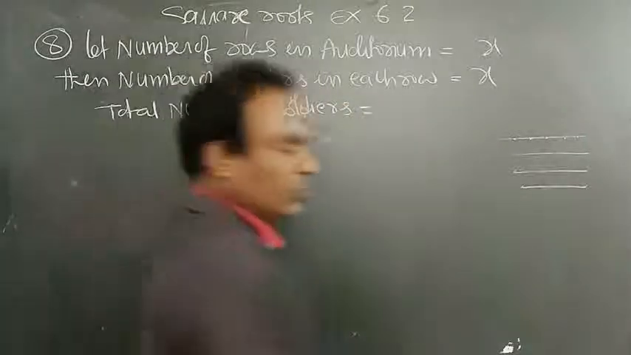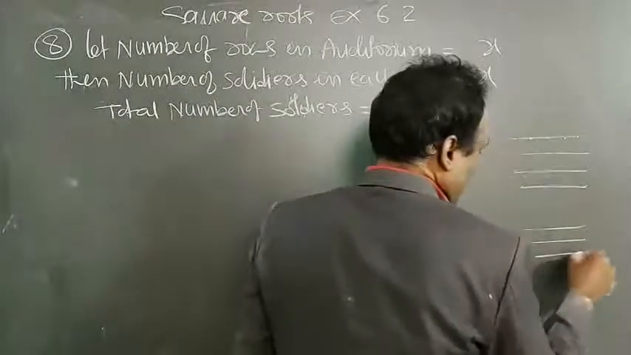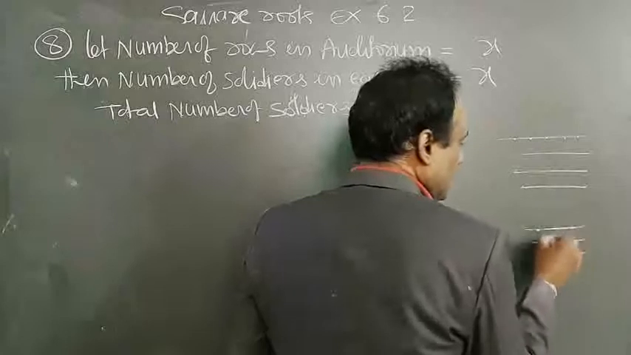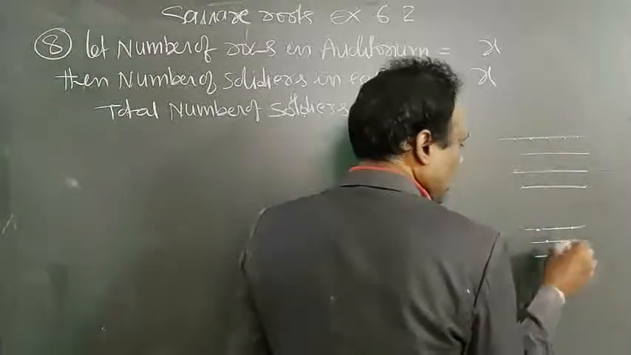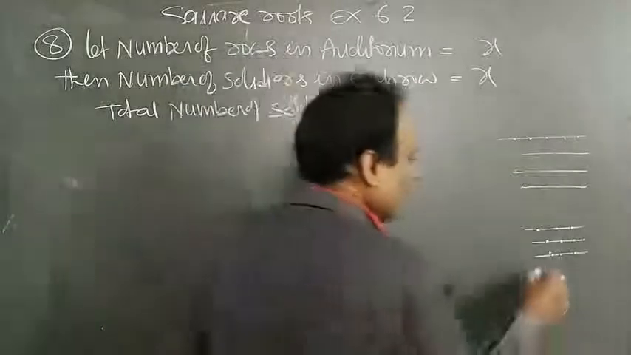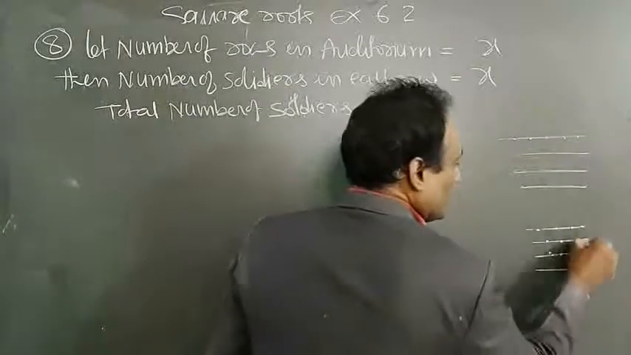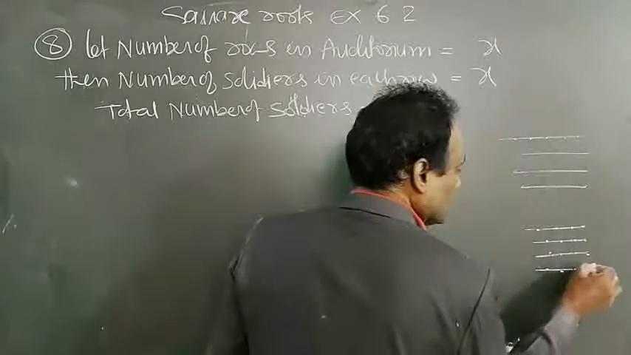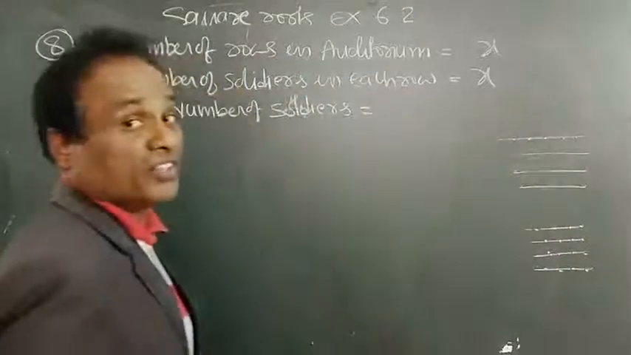See, for example, if there are 3 rows, each row has 3 soldiers. Then how many soldiers total? 3 into 3, 9 soldiers. If there are 4 rows, each row has 4 soldiers. 4 into 4, 16 soldiers, like that.